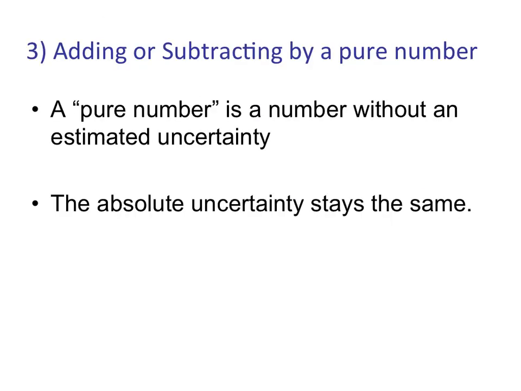Third, adding or subtracting by a pure number. A pure number is a number without any uncertainty. 3 is a pure number. 5 Snickers bars, that's a pure number, 5. So when you do this, the absolute uncertainty stays exactly the same. So this is a very easy rule.